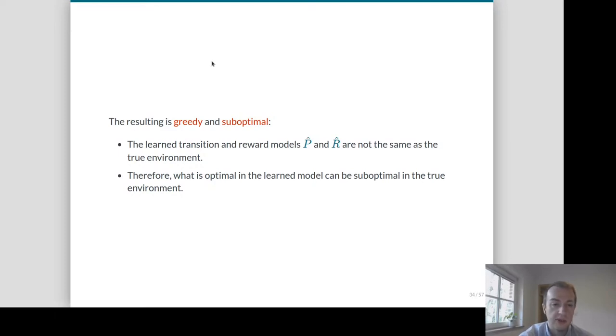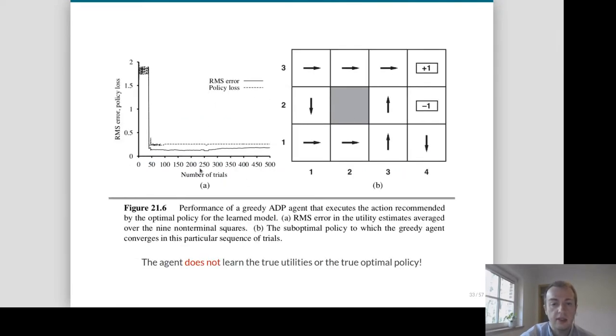So basically what happens is that the learned transition and reward model, P hat and R hat, are not the same as the true environment, and they can be quite far off from it. And that results in the fact that what is optimal under this learned model can be quite suboptimal in the true environment. When you run this experiment, you observe that the optimal policy that you estimate is actually not very good and far from optimal.